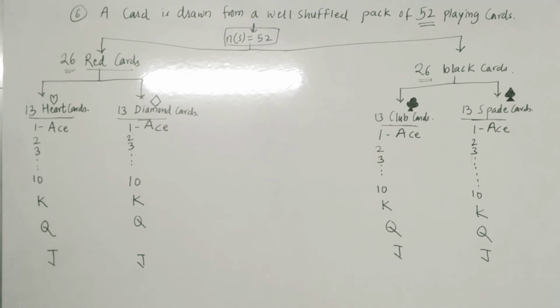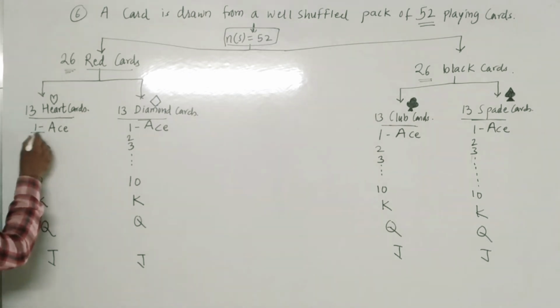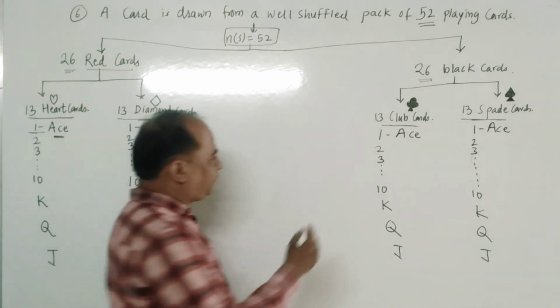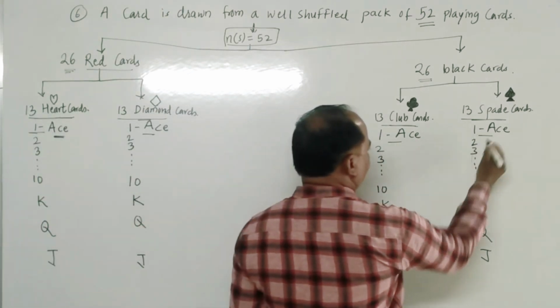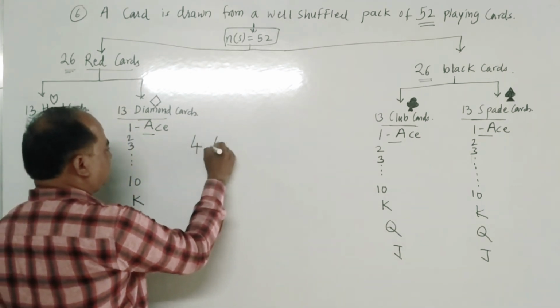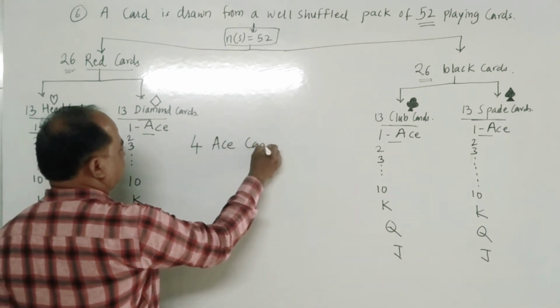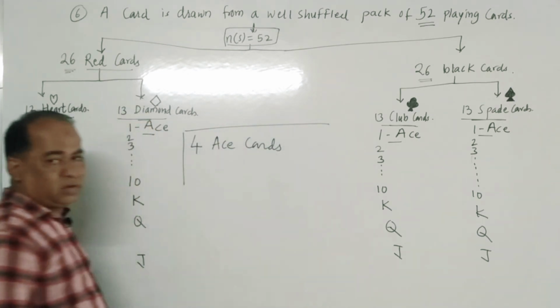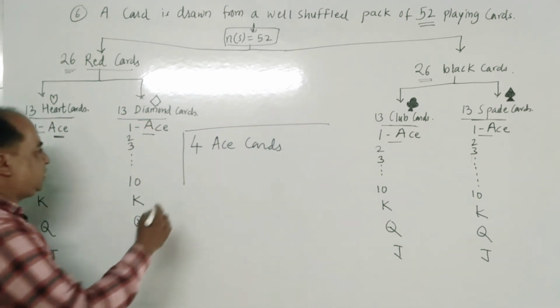Now, out of these 13, the first card is an ace card of each suit. So, in all, there are 4 ace cards.